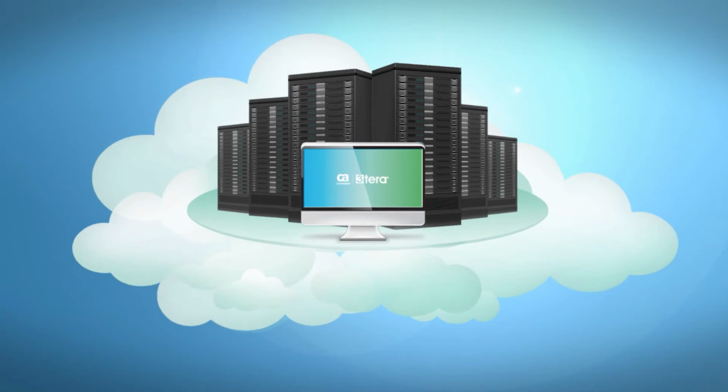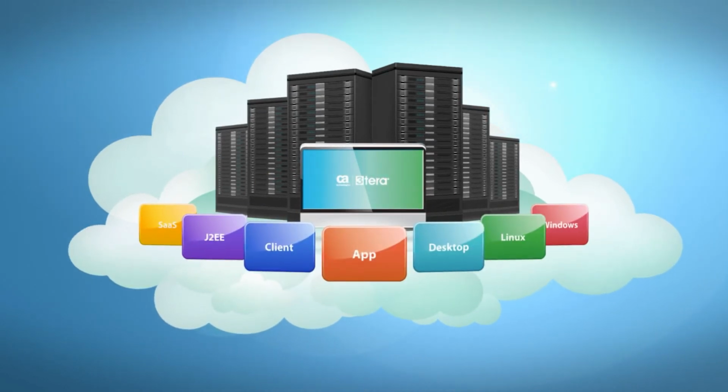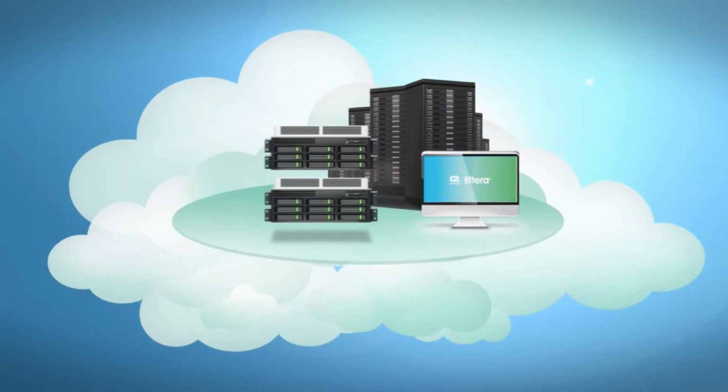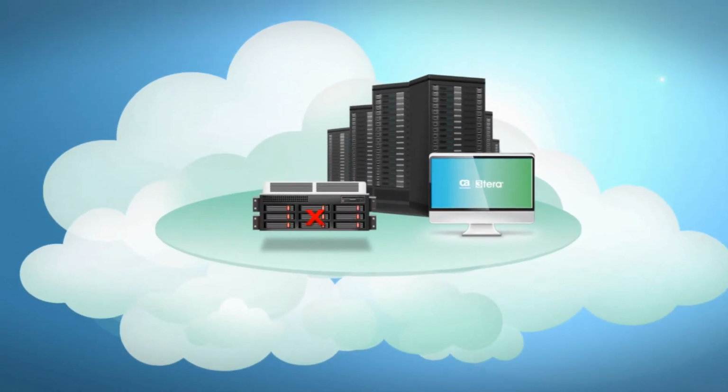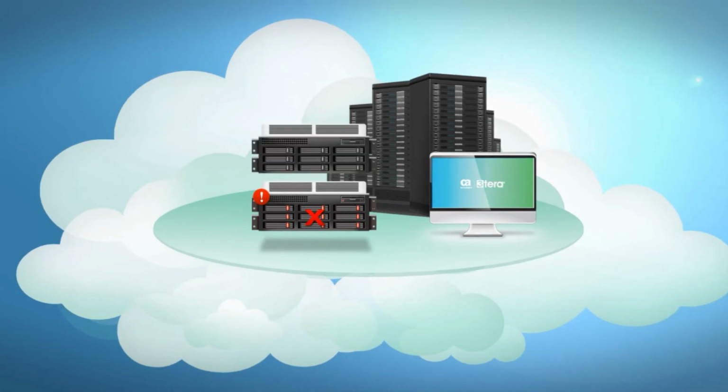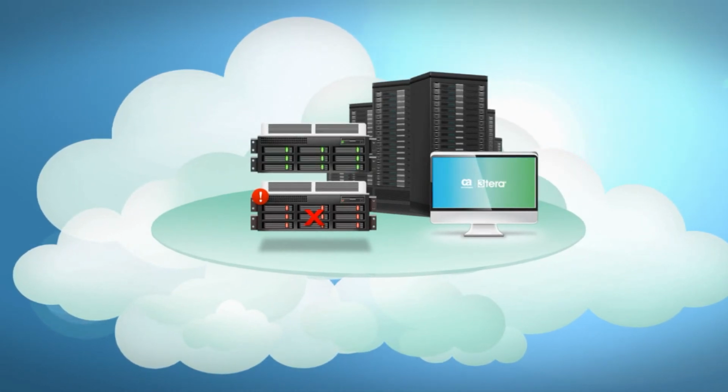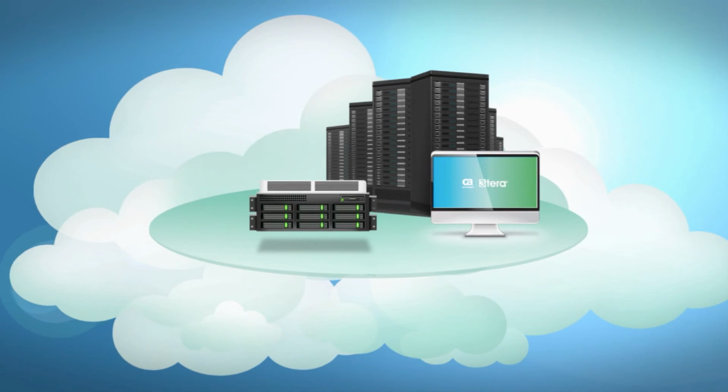CA AppLogic provides high availability for the application infrastructure, including support for redundant servers, storage, controllers, and networking. When hardware fails, the system detects the failure, finds alternate resources, restarts any affected software, and attempts to correct the hardware failure.